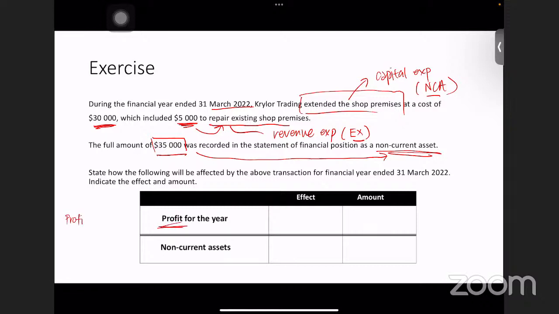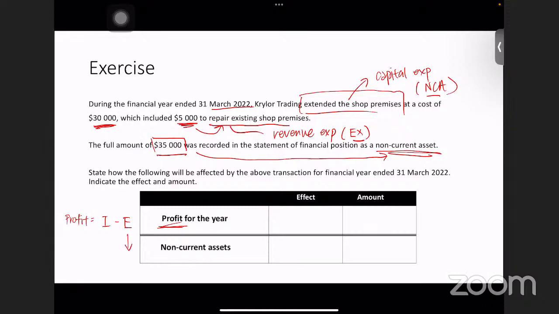Profit equals income minus expense. Whenever you see effect on profit, it will be profit equals income minus expense. So here, the total 35,000 I put as an NCA. By right, the 5,000 should be an expense, but instead of an expense, I put it as an NCA. So is my expense higher or lower? Lower, right? Because this should be an expense, but I didn't put it in expense. I put it as an NCA.